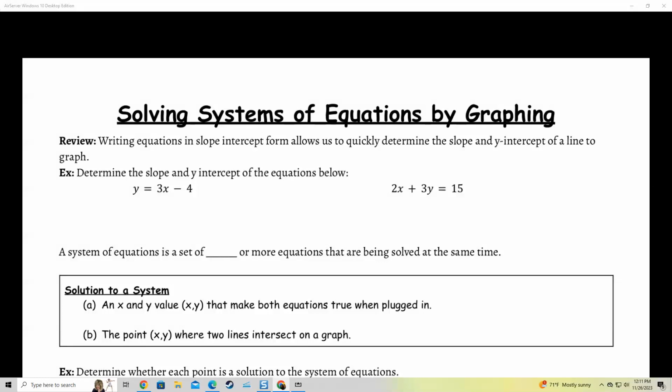All right, today's notes are on solving systems of equations by graphing. So a little bit of review. Writing equations in slope-intercept form allows us to quickly determine the slope and the y-intercept of a line to graph. So here's some examples. I want to determine the slope and the y-intercept of the equations below.